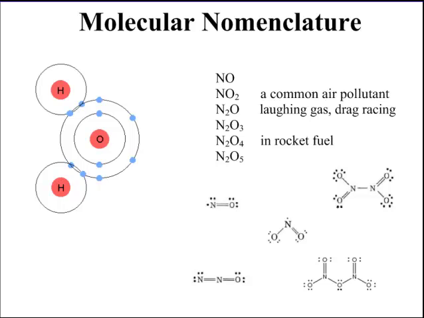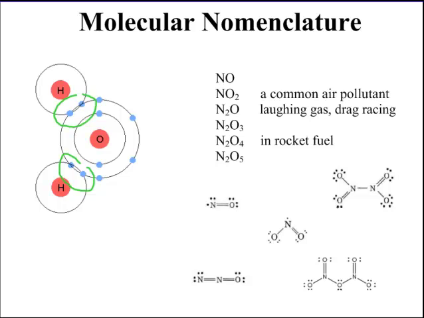Molecular compounds form when nonmetal atoms share electrons. Here, hydrogen and oxygen are sharing electrons to get a stable octet for each of them. Two nonmetal elements can combine in a lot of different ways. Nitrogen and oxygen, for example, can combine as NO, NO2, N2O, and so on.